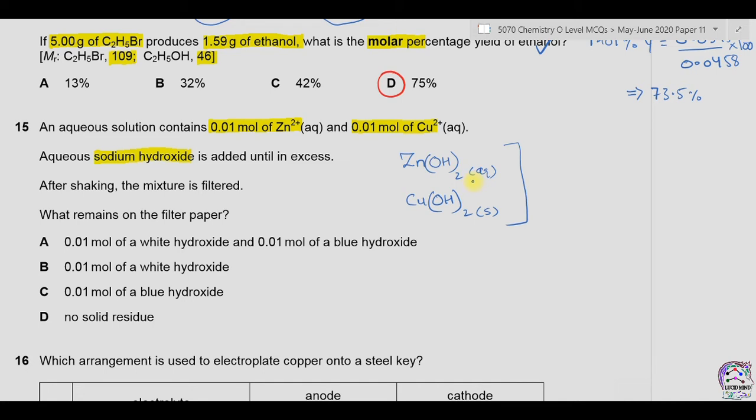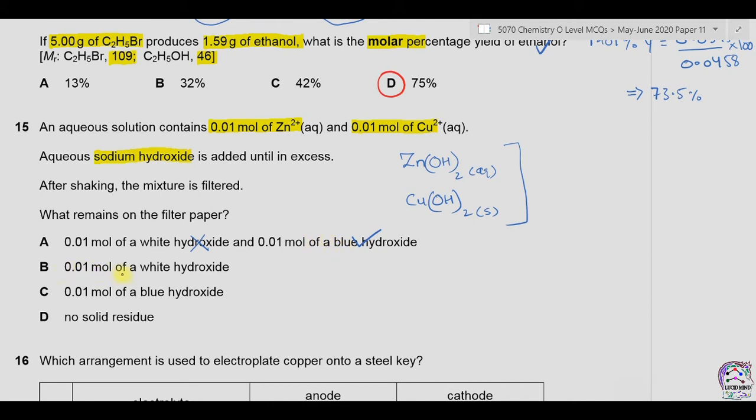Now moving towards options, we have 0.01 mole of white hydroxide, which was formed on few drops of sodium hydroxide, and 0.01 mole of a blue hydroxide. So white hydroxide is now become soluble, so therefore it is not present on the filter paper, it is actually gone into the solution. On filter paper, insoluble blue hydroxide is present.